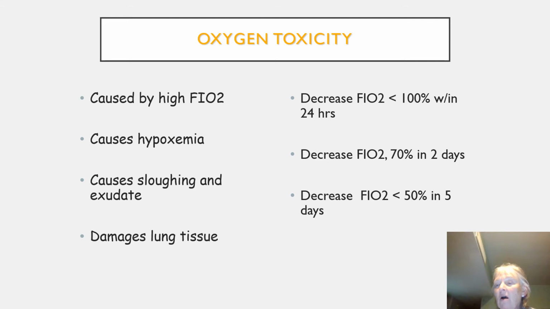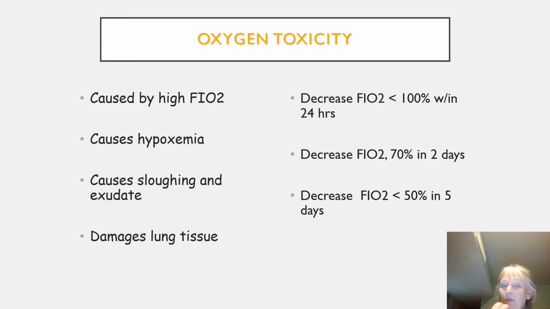We also have problems with our type 2 cells. We have a terrible problem with those because we're going to affect them also. And so as this infection is building up inside of the alveoli, the alveoli has now a lot of exudate in it, and there's no gas exchange taking place because of this. So how do we prevent this? We prevent this by decreasing the FiO2 to less than 100% within 24 hours if we can. 2 days is the max we want to do it if we have to.